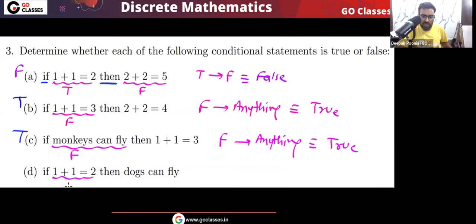If 1 plus 1 is equal to 2, that is true. Dogs can fly, that is false. So true implies false, that is false. So this actually will be false. Okay. So quite easy.